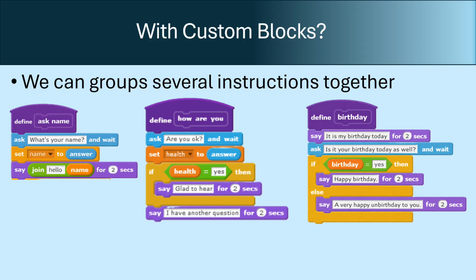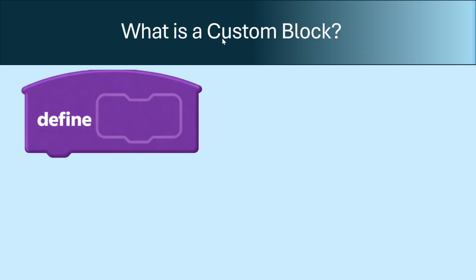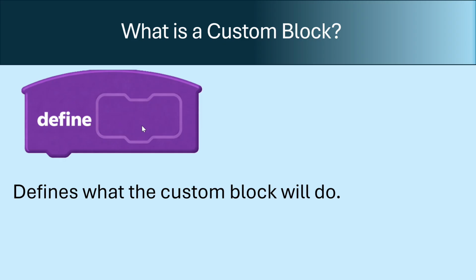And to do this, we usually in Scratch go to add block, and we can add a block and we can give it a name. So this defines what the custom block will do. So we would write a sequence of instructions on what we want to happen in this custom block.